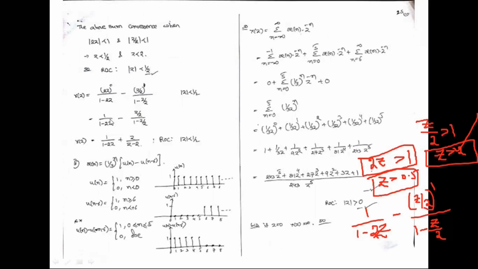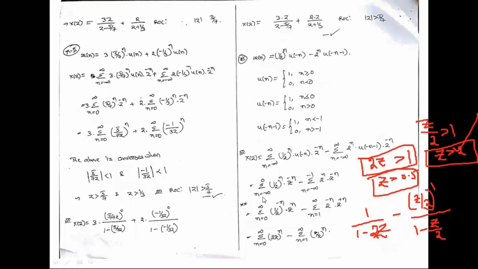Why is it taking z less than 1 by 2? Because both are in the negative powers. See here, we change that minus infinite to 0 and minus infinite to minus 1. u of minus n and u of minus n minus 1. I told you here is wrong.